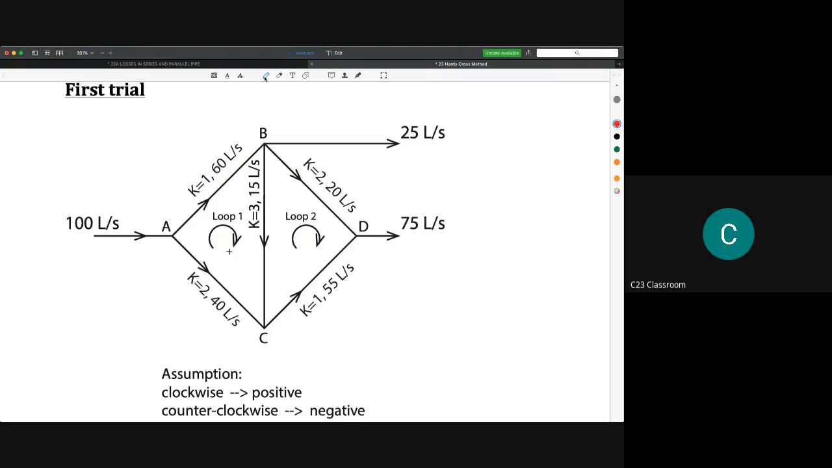Please take care of this. If it is clockwise, we assume that the flow is positive. If it is counterclockwise, we assume that it is a negative flow. It is just to show the direction of the flow only. And then step number 2, you need to give an assumption. For your first trial, you need to give a first reading of the flow rate.